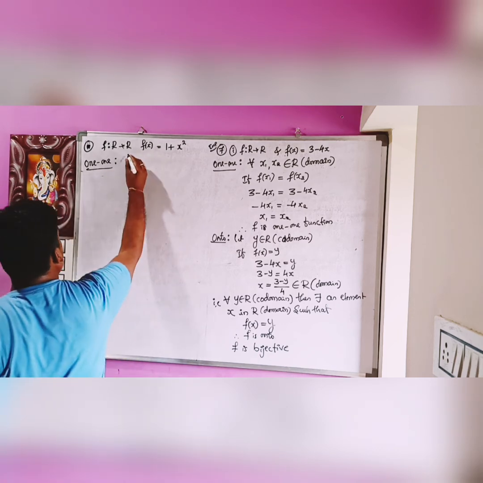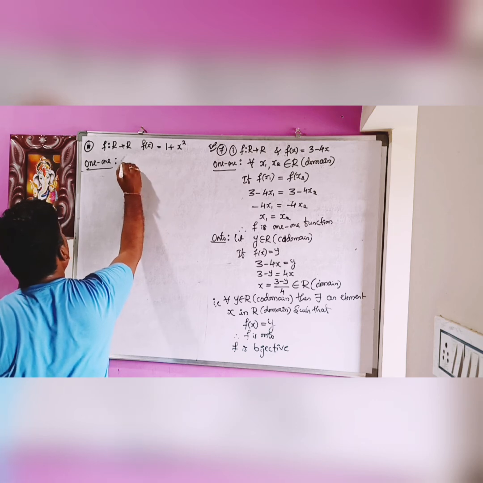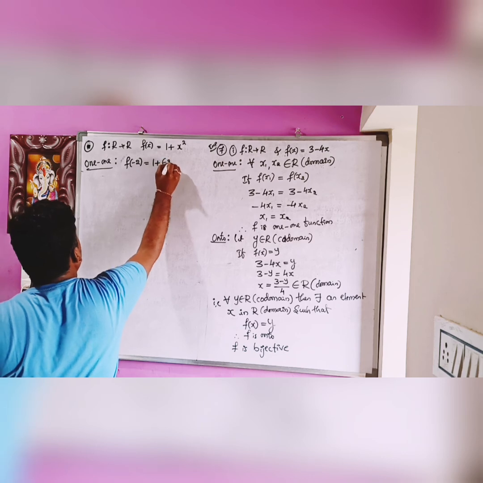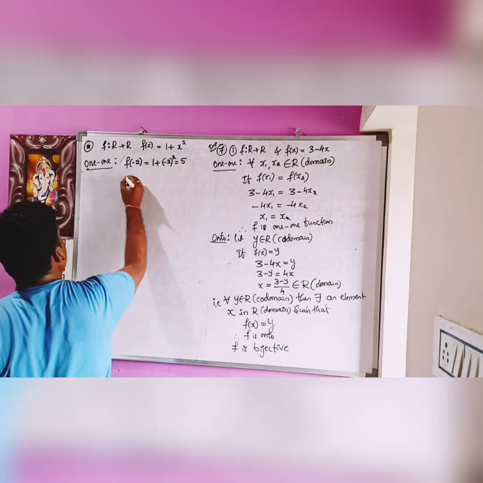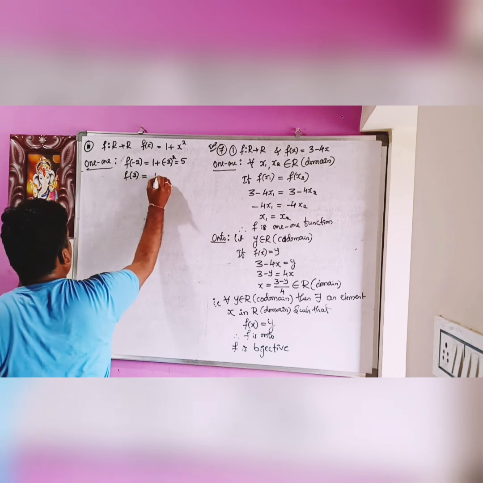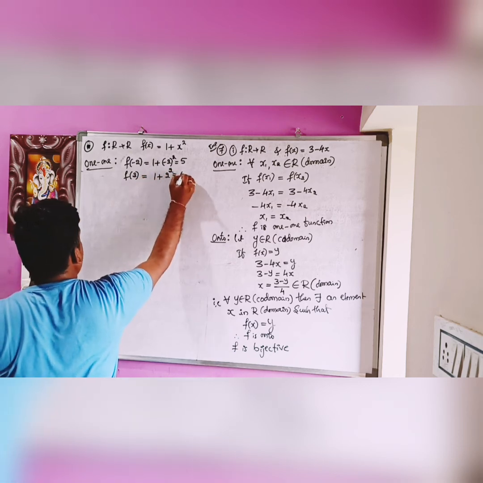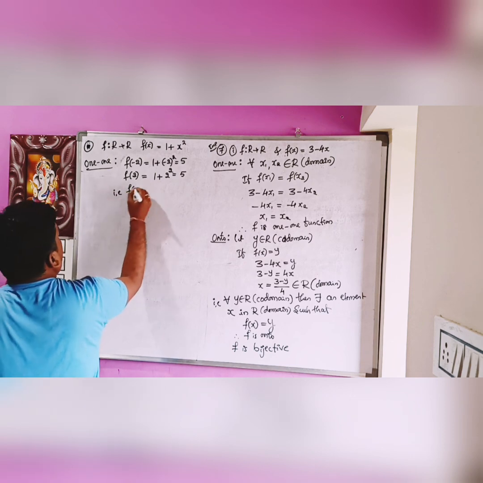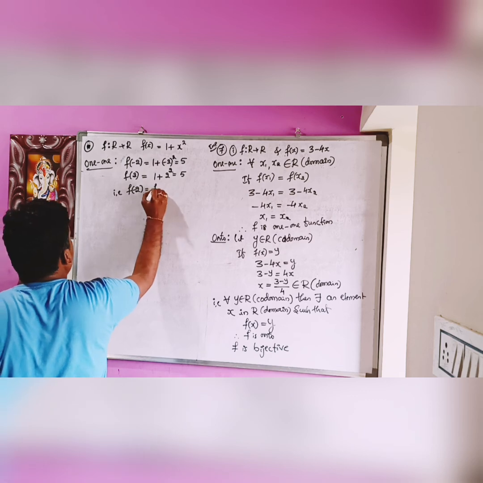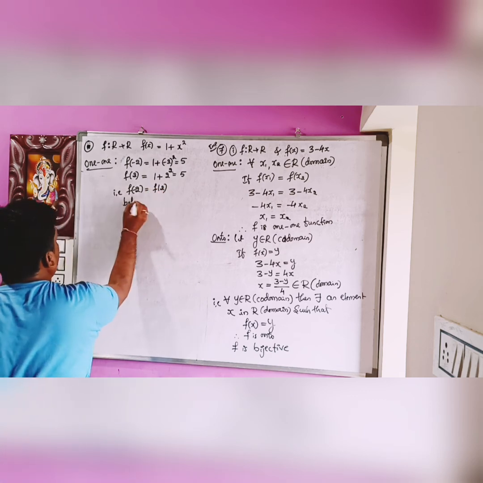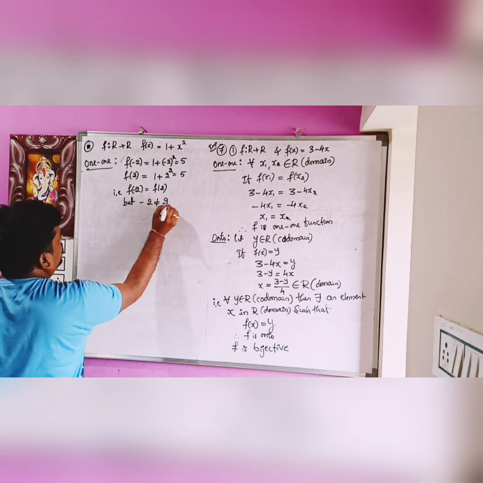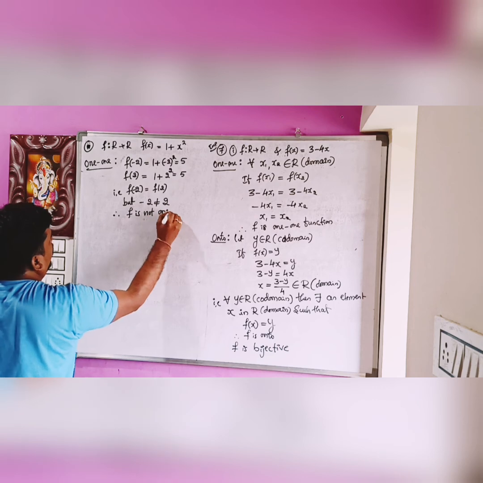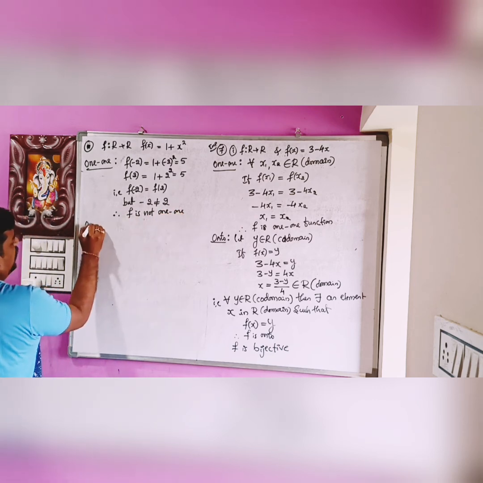If I take an example, f of minus 2 is 1 plus minus 2 square, which is 5. f of 2 is also 1 plus 2 square, which is also 5. That is, f of minus 2 is equal to f of 2, but minus 2 is not equal to 2. This is enough for saying f is not one-one.